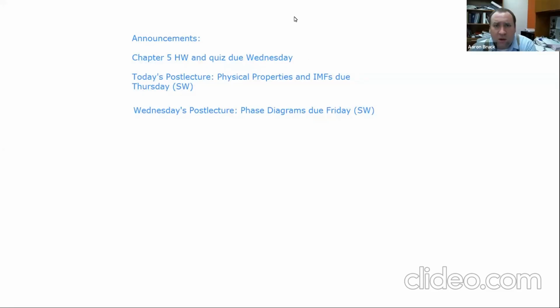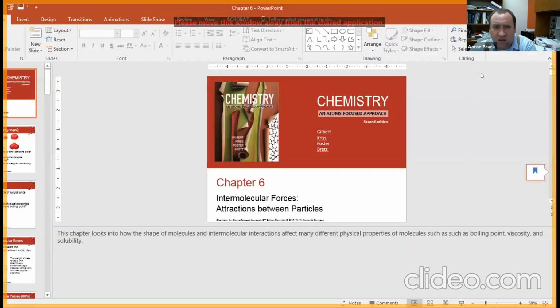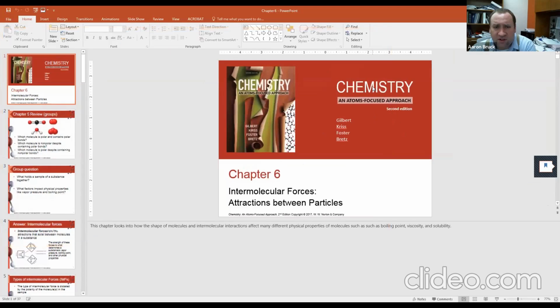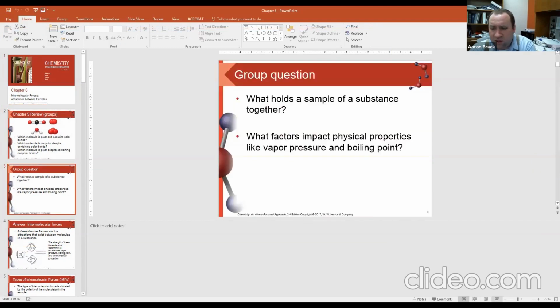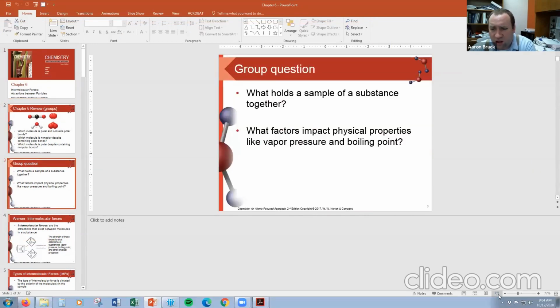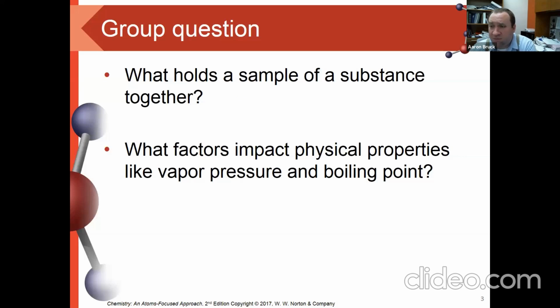All right, so what we're doing today is we are starting into chapter 6. And chapter 6 is all about intermolecular forces. And so we're going to start today with kind of a simple question. What holds a sample of a substance together? What kinds of factors might impact physical properties like vapor pressure or boiling point?